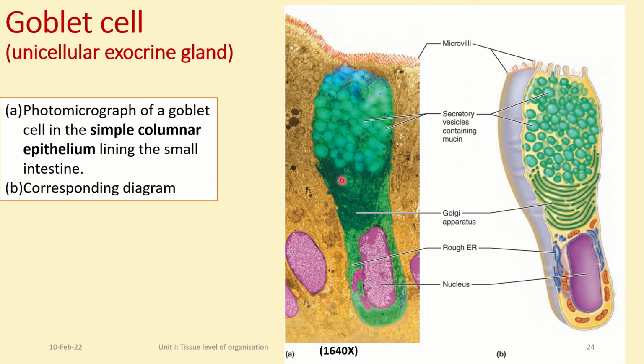When I have taken it in very high resolution microscopy and have the same photomicrograph of a goblet cell in a corresponding diagram, I can very clearly observe the secretory vesicles, which contain mucin, which is nothing but the mucus that it is producing. It has microvilli on its outer apical surface. It also has a Golgi apparatus, which is responsible for packaging and storing of proteins, the rough endoplasmic reticulum, which has ribosomes for synthesizing the proteins, and a nucleus. So these are an example of a unicellular exocrine gland, which are the goblet cells.